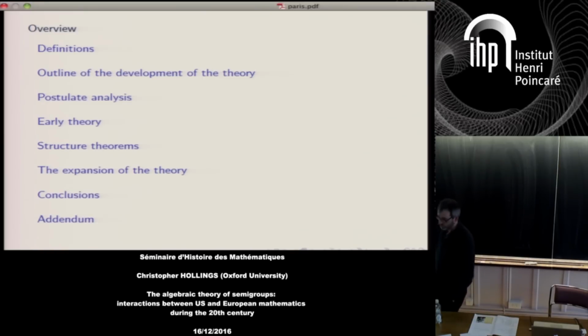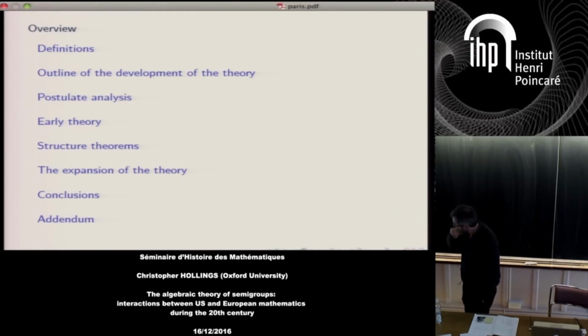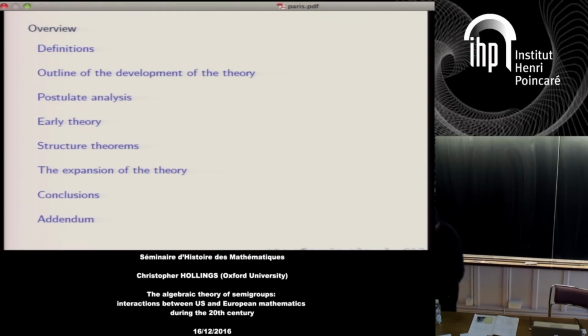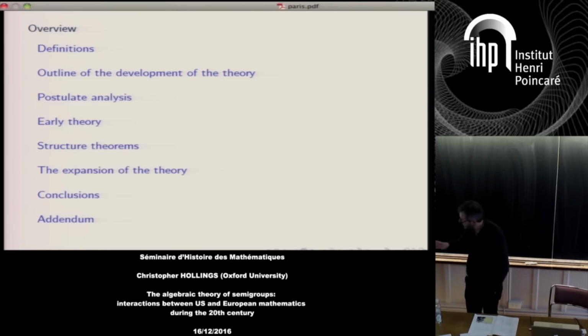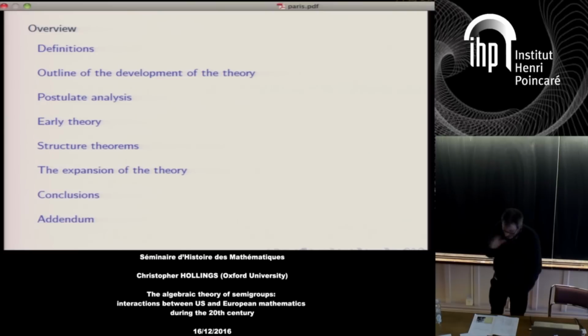Then I'll make some general conclusions about the European and US interactions. And if I have time, I have an extra bit at the end, which I hope isn't subverting the theme of the meeting too much, but I think there's a slightly different question that can be addressed, so I'll come to that at the end if I have a chance.